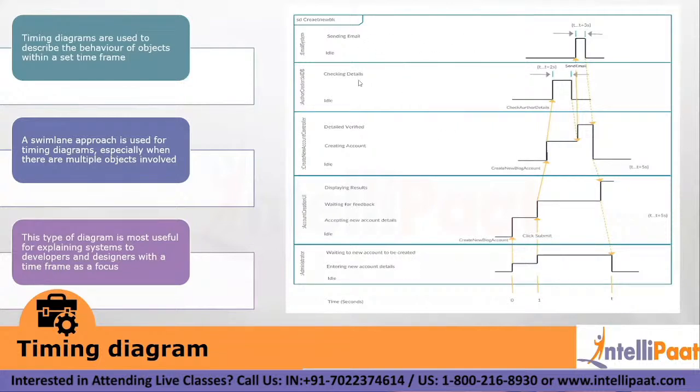So here, there are different activities. The first activity is sending a mail. Then it's about checking some details. Then details are verified. There is a timing gap. Then a creation of an account is to happen. And then there is again idle wait time. If you look at these individual activities, displaying results, waiting for feedback, accepting new account details, all of these activities are basically set apart by certain timing parameters.